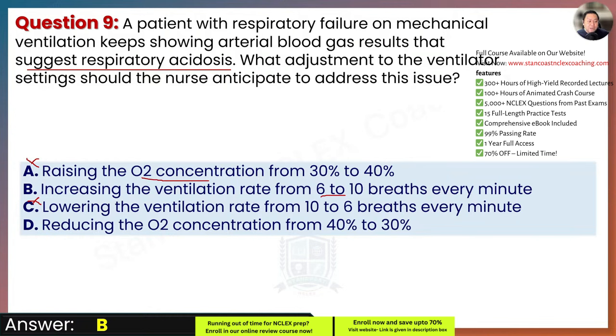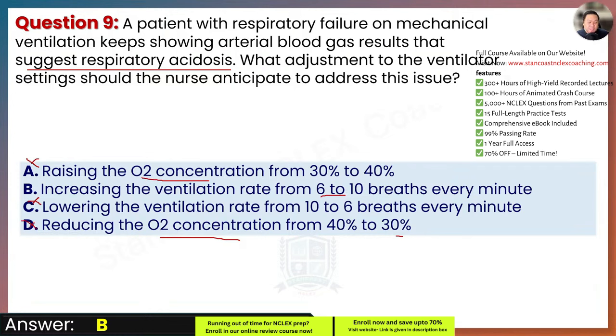Now, what about letter D? Reducing the oxygen concentration from 40 to 30%. Again, the clue is oxygen concentration. Any oxygen concentration change cannot address CO2 retention. And this change could lower the patient's oxygen levels unnecessarily without doing anything to fix the acidosis. So this is completely unrelated to the problem that we have identified. You're not fixing the problem in D, and you're causing a big change in their oxygenation level.